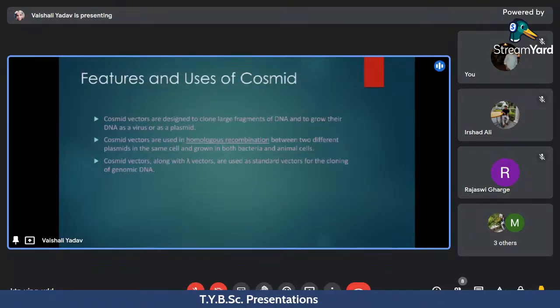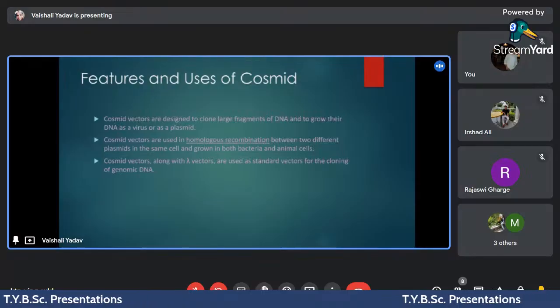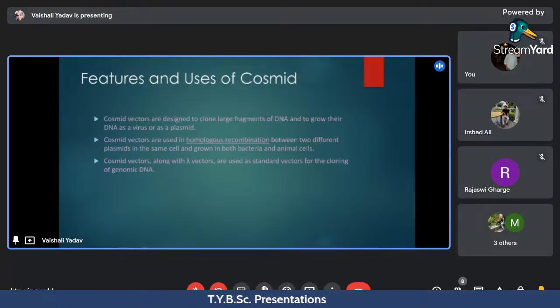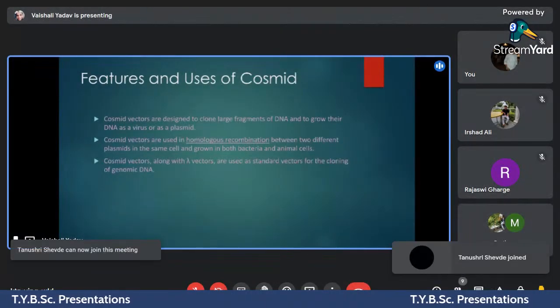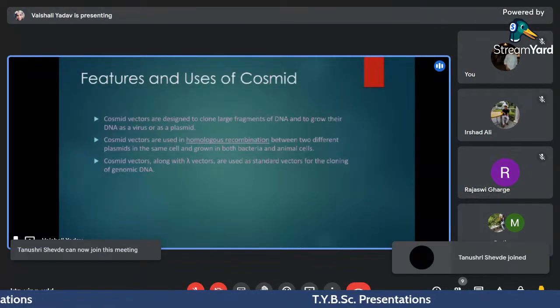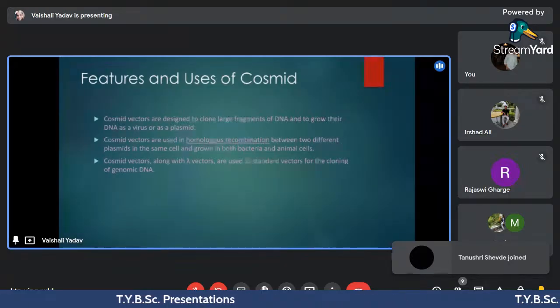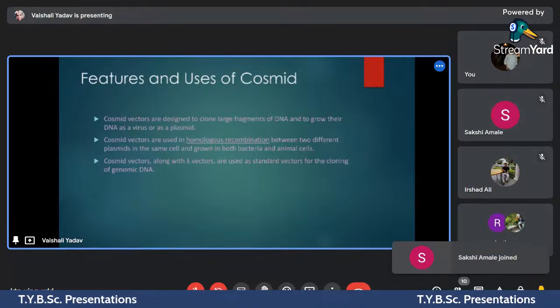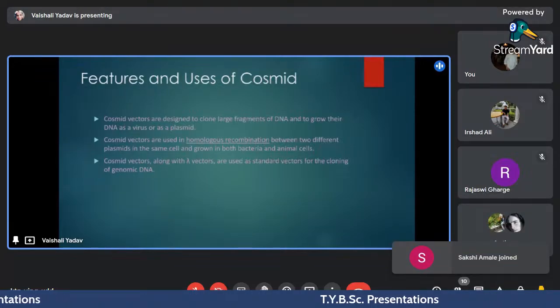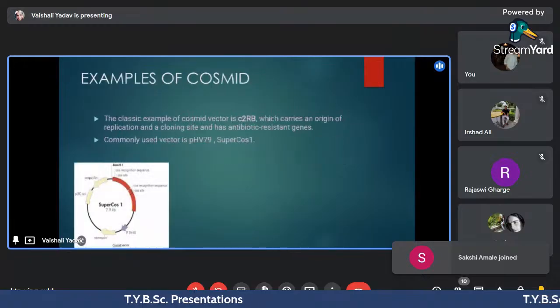Features and uses of cosmid. Cosmid vectors are designed to clone large fragments of DNA and to grow their DNA as a virus or as a plasmid. Cosmid vectors are used in homologous recombination between two different plasmids in the same cell and grown in both bacteria and animal cells. Cosmid vectors along with lambda vectors are used as a standard vector for the cloning of genomic DNA.